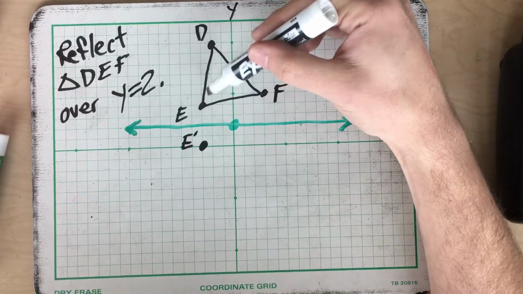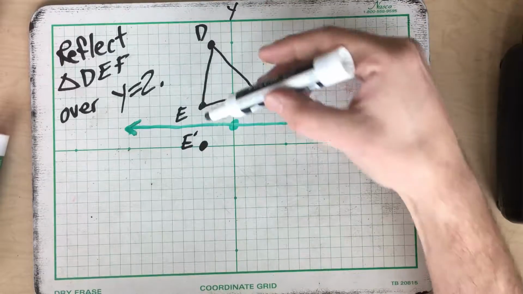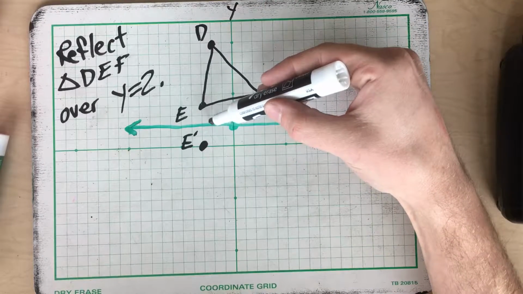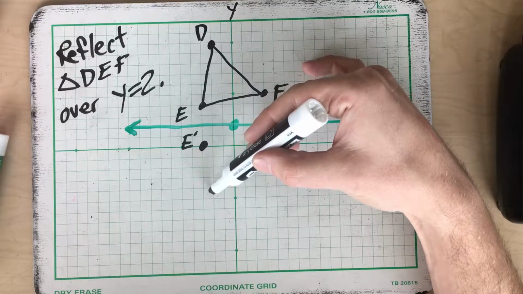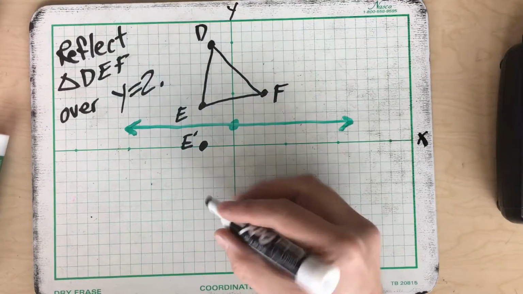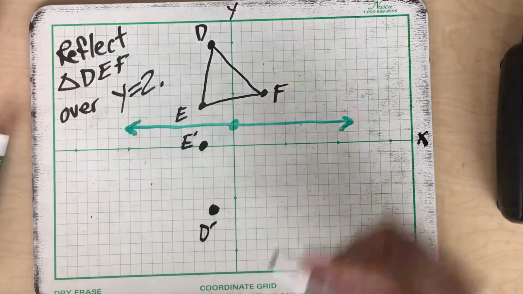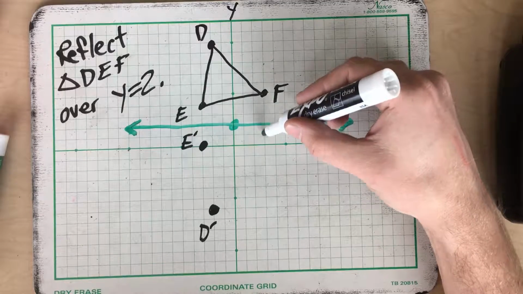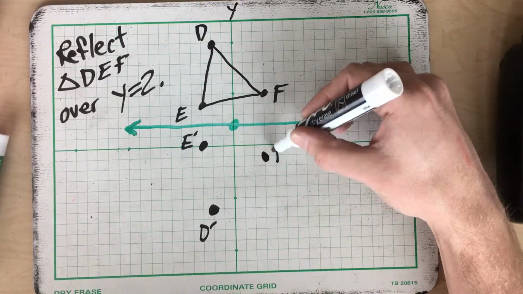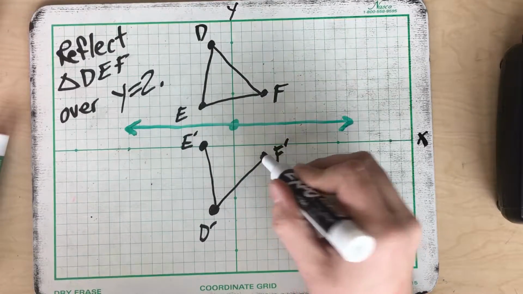My point D was 3, 4, 5, 6, 7, 8 above that line, so I come to the line, and again, not from the axis, but from the line, I'm going to count 8 down. 1, 2, 3, 4, 5, 6, 7, 8. And here is D prime. Same thing with F. F was 3 above my line, so F prime will be 3 below my line. It's all about matching those distances.